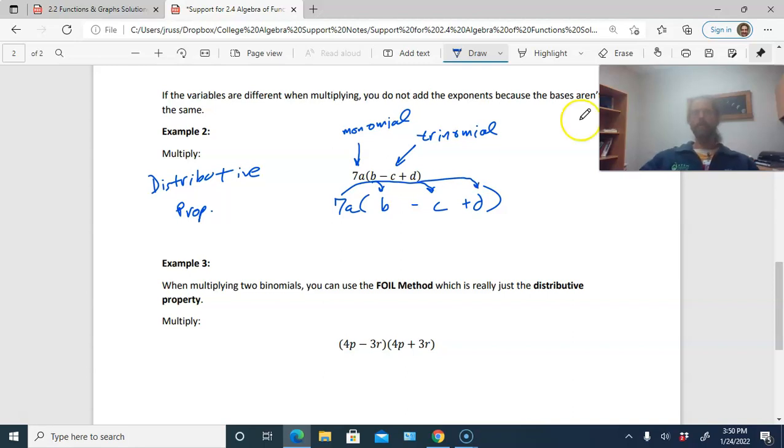And furthermore, you may say, well, the b, the c, and the d, they don't have numbers, or they don't have coefficients in front of them. Well, they do, they're just not written. Remember, they're understood ones. So you can write them if you want or not, but you've got to know that they're there.